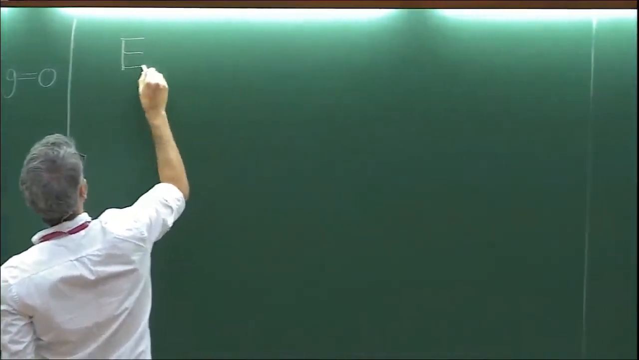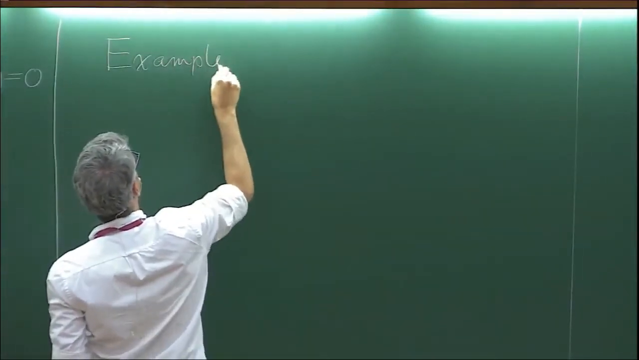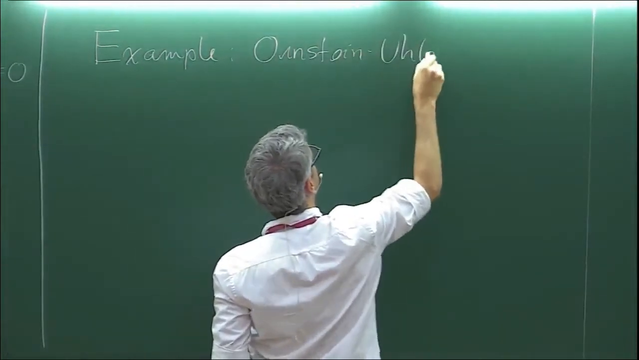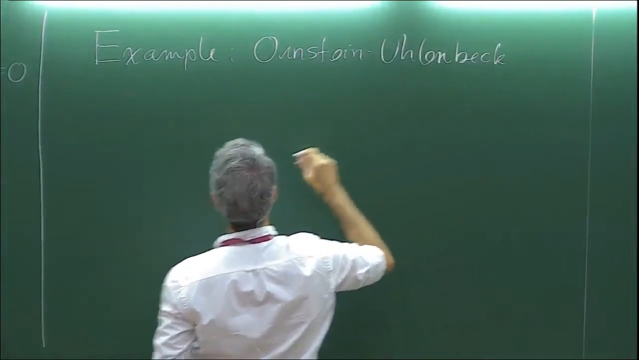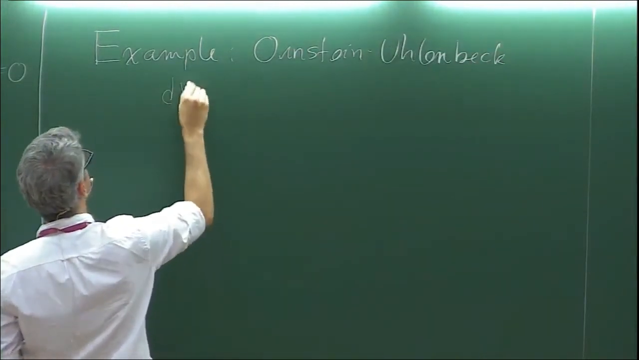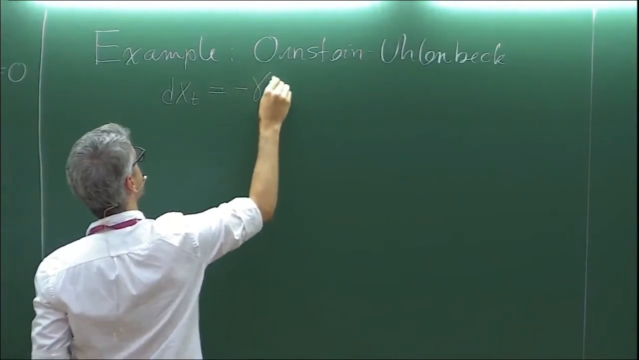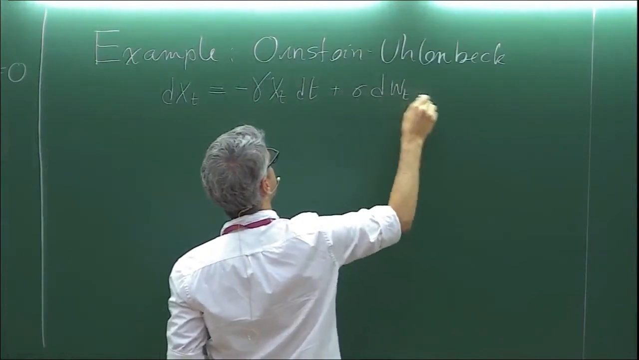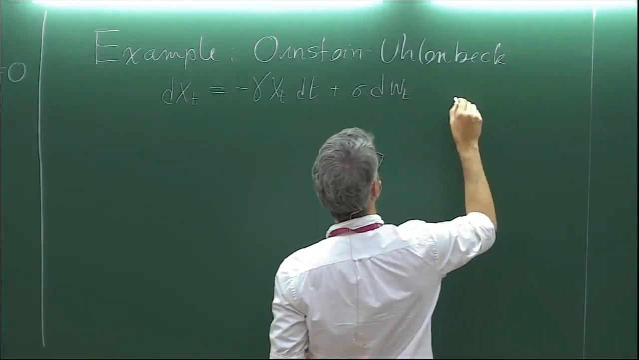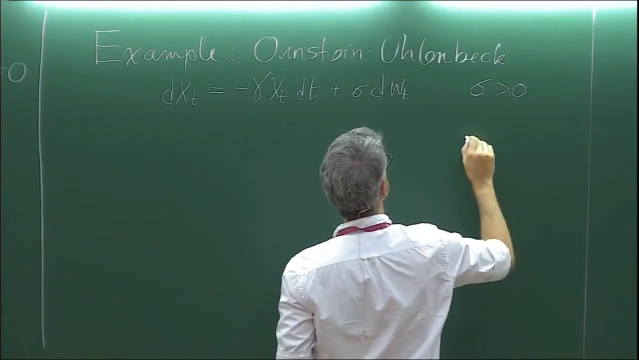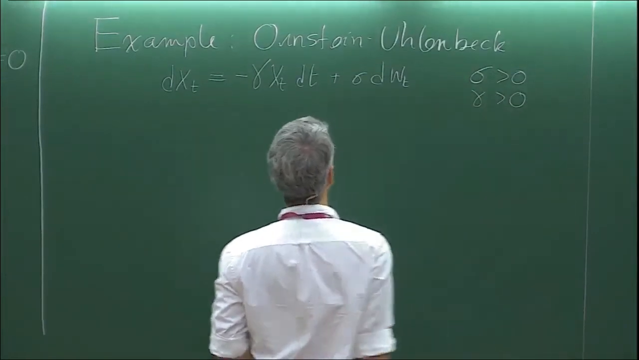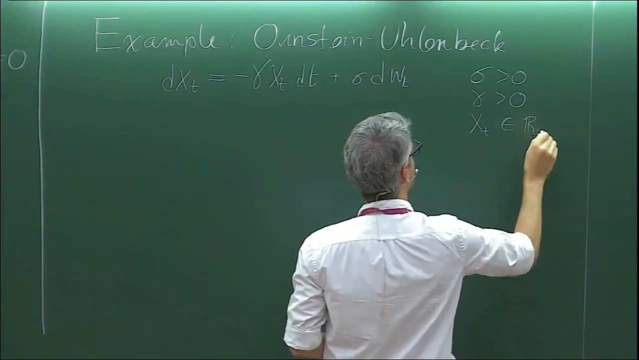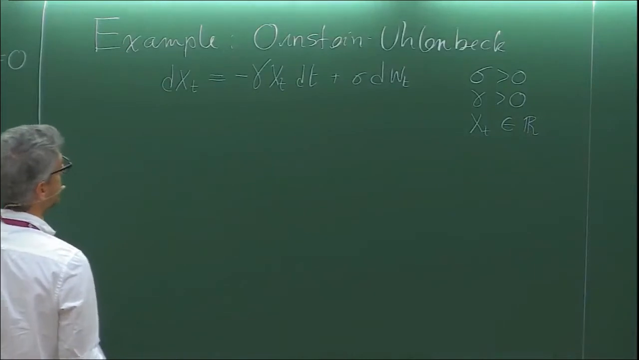Okay, so the example is the Ornstein-Uhlenbeck process. It's the linear diffusion. I take this for simplicity to be the one-dimensional case. So I have dX_t = -gamma X_t dt + sigma dW_t, my Wiener increment, the Gaussian white noise. I have sigma strictly greater than 0, gamma also positive, and the state itself is one-dimensional, just in R.